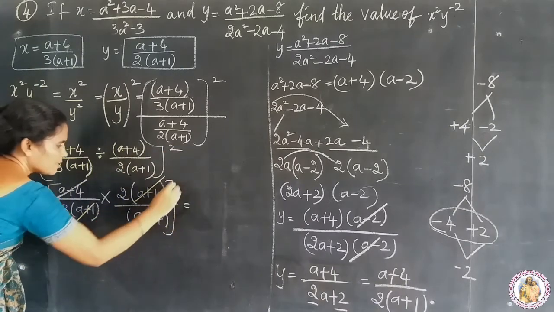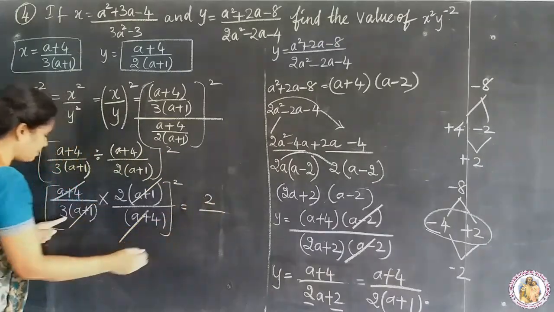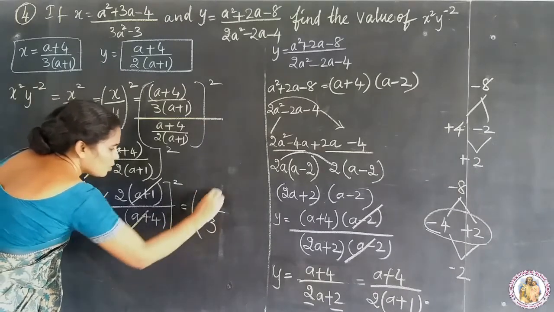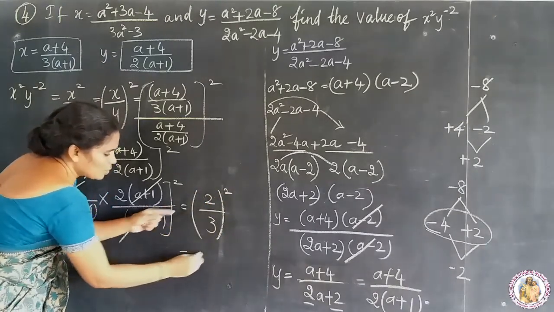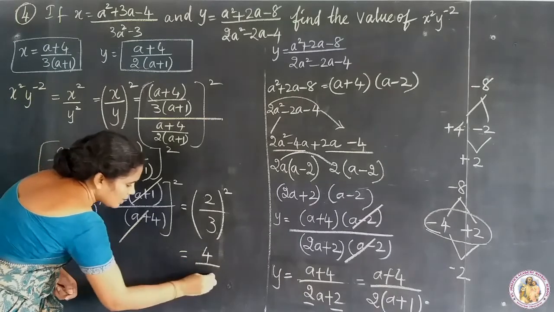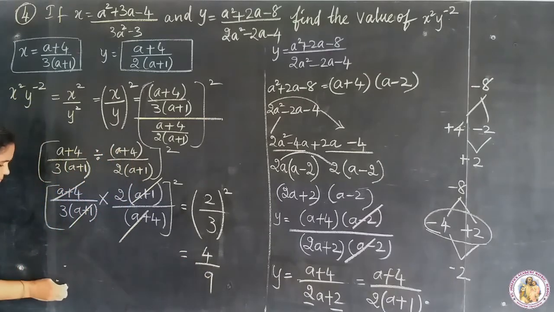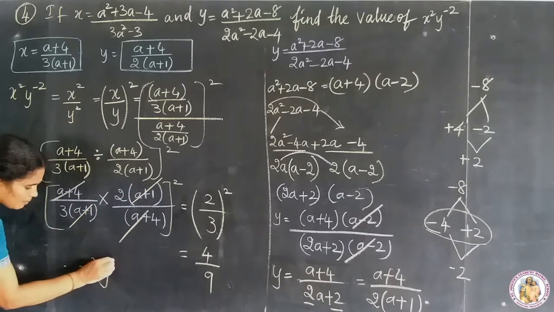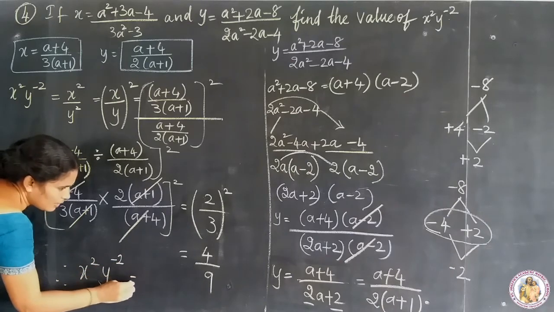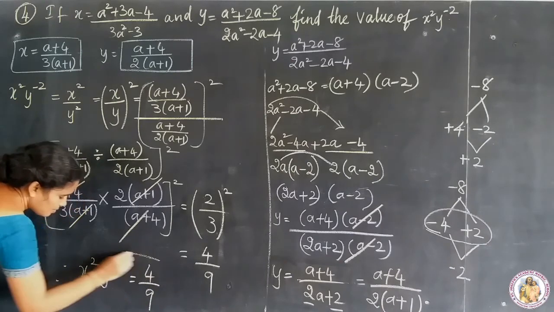square, 2 divided by 3 whole square. So 2 into 2 is 4, 3 into 3 is 9. So hence therefore x square by y square minus 2 is equal to 4 by 9.